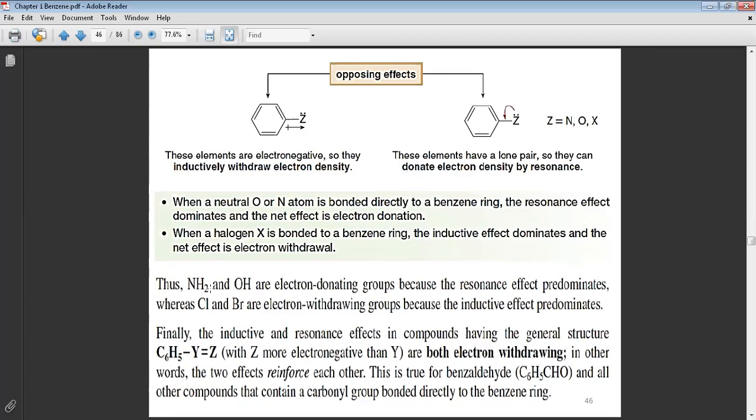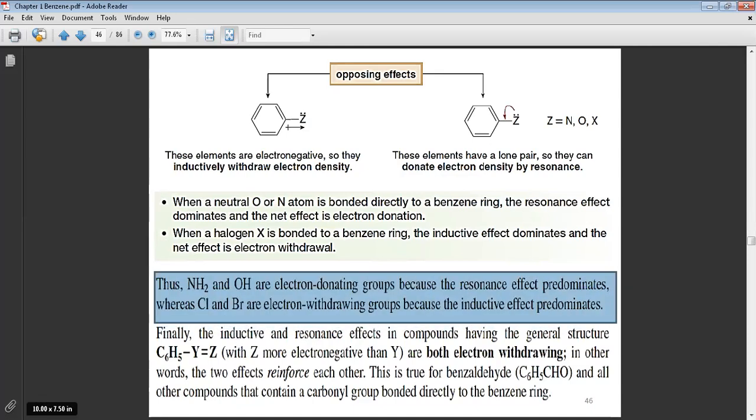Thus, NH2 and OH are electron donating groups because the resonance effect predominates. But the halogens like chlorine and bromine are electron withdrawing groups because the inductive effect predominates. Okay, this is a summary, and it is important.